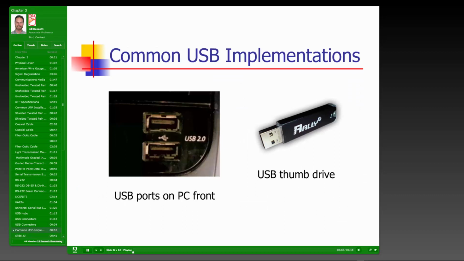And here's just a common example of different USB implementations. The graphic on the left is the USB ports that you would find in most computers, and then on the right, of course, that's a thumb drive and a USB connector there used to attach it to the computer.